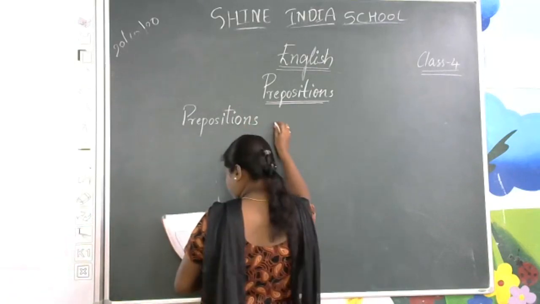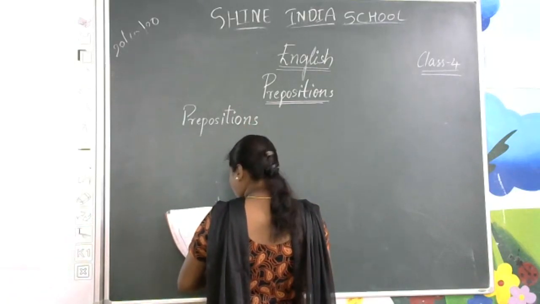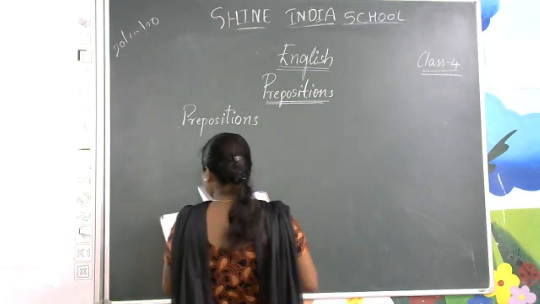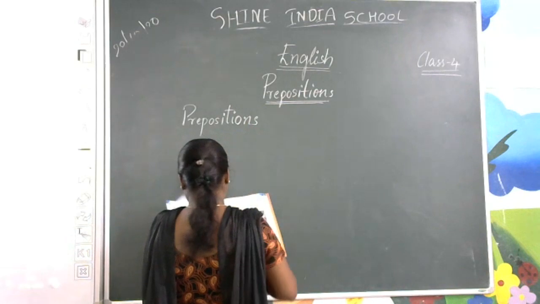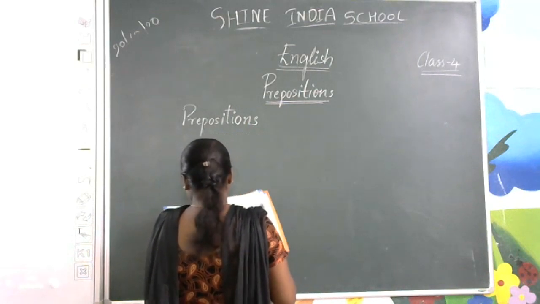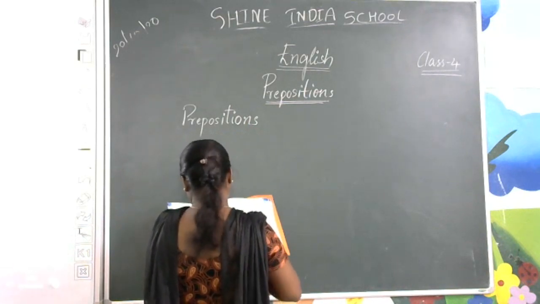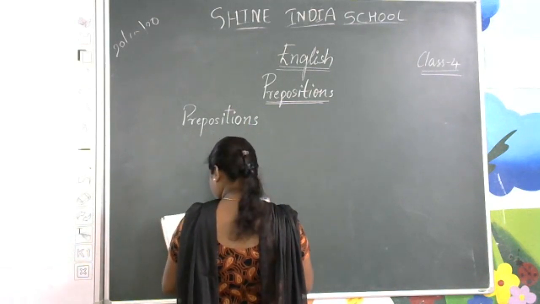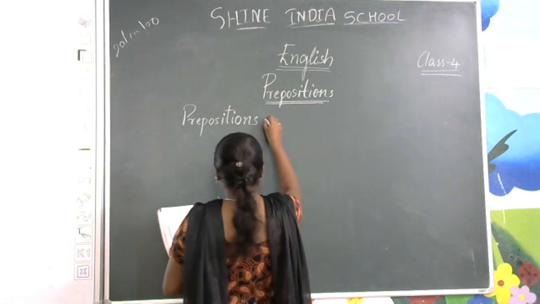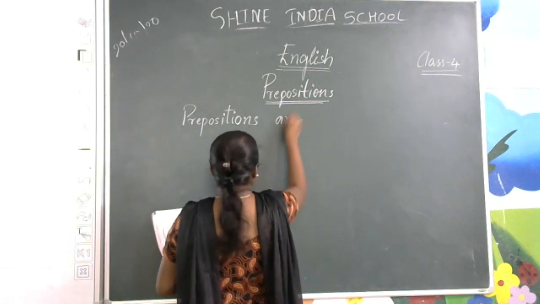Prepositions. There are types of prepositions, children. Prepositions are connecting words. As you know, there are two, three types. We are going to discuss at least three types today. So first, what is a preposition? Prepositions are words.